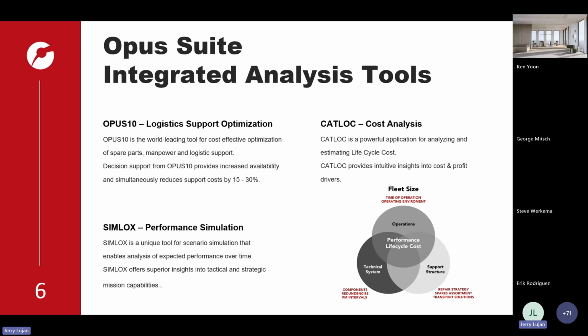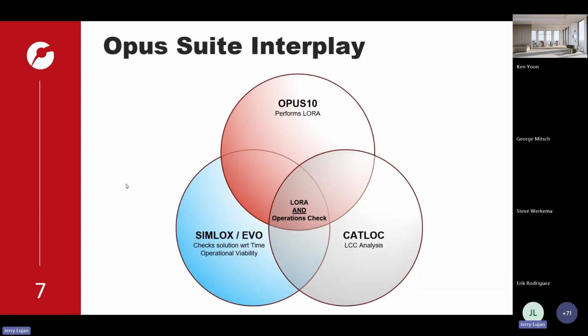So OpusTen, if you're unfamiliar, is the steady state optimization tool that gives us our spares. It actually can perform the LORA itself. That's important, of course, but we also need to look at things from all perspectives as well. So again, we're optimizing performance, and availability is a great thing, right? We want high availability, but availability is not the end state.